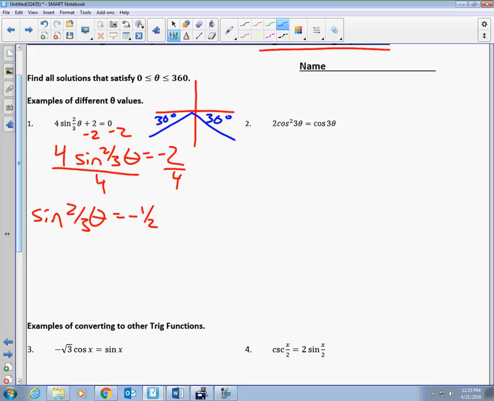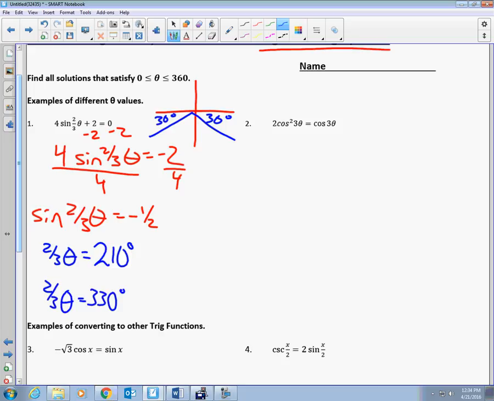So now that I've done that, I can remove sine. I just did sine inverse, so sine is gone, and I have 2/3 theta is equal to, what is my first angle? 210 degrees. And what is my second angle? 330 degrees. So now is when I get rid of the 2/3.